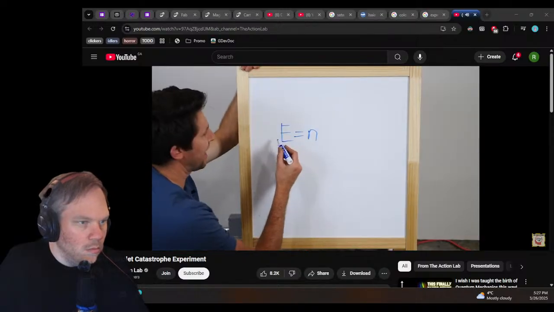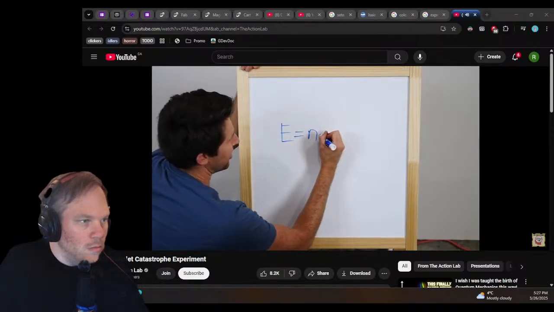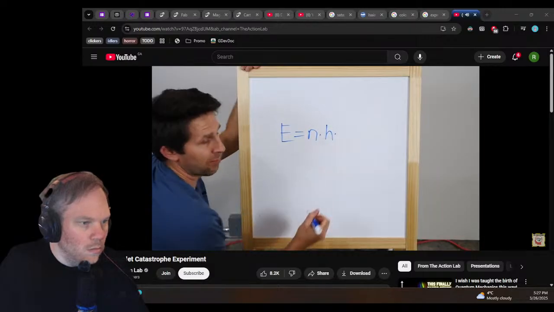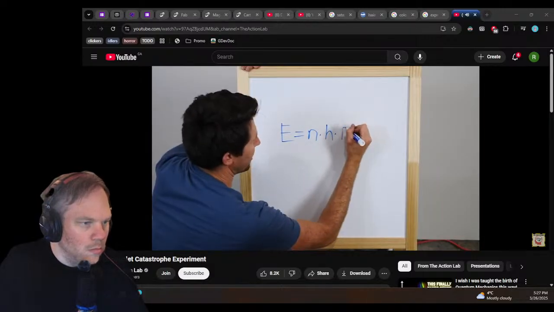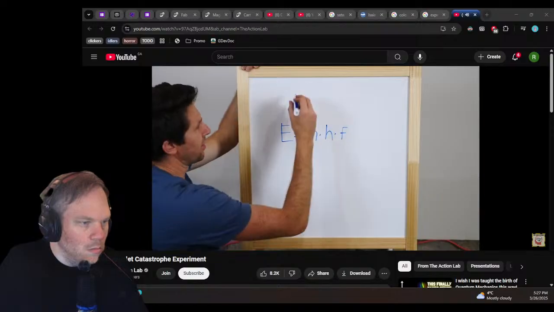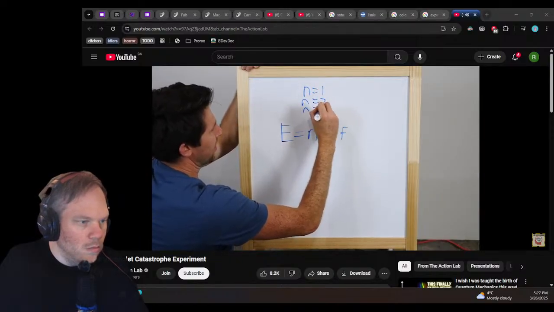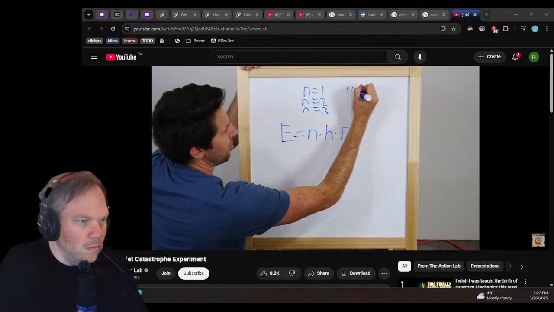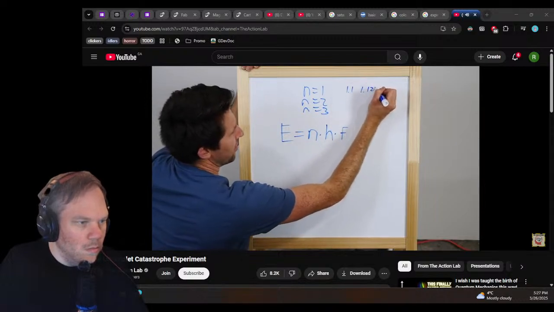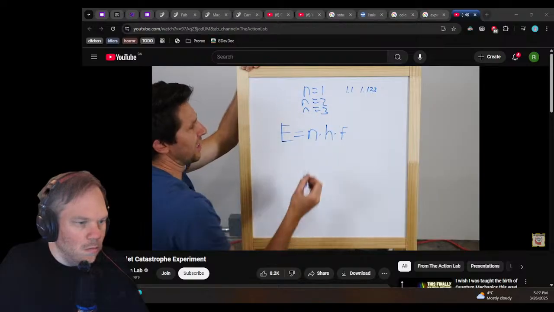So Planck said that energy is equal to some integer n times h, which is called Planck's constant, times frequency. And n has to be a whole number. So n can be 1, n can be 2, n can be 3, but it can't be 1.1 or 1.123. It has to be a whole integer.